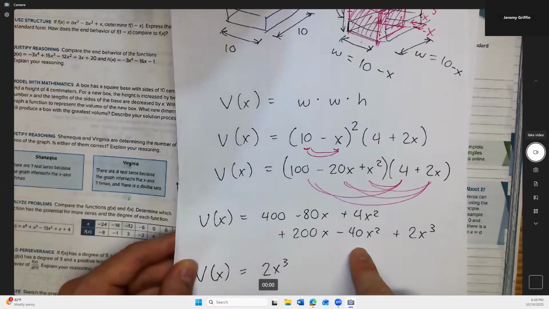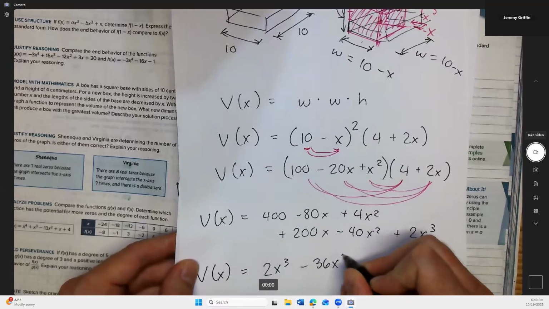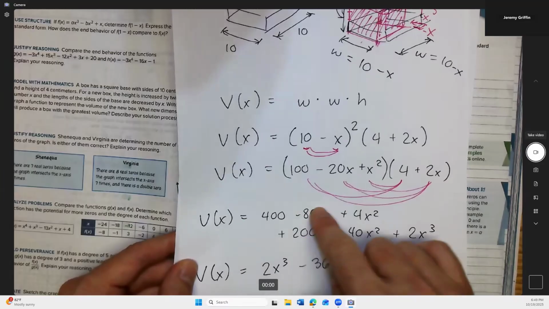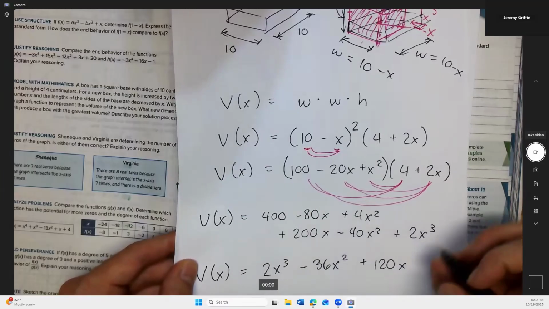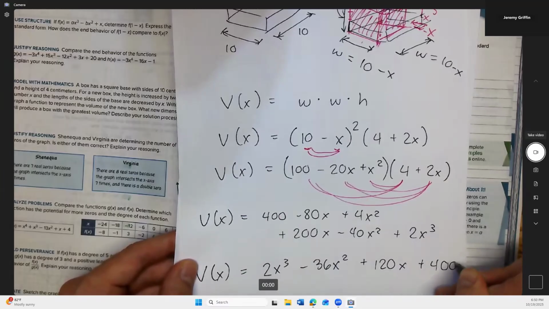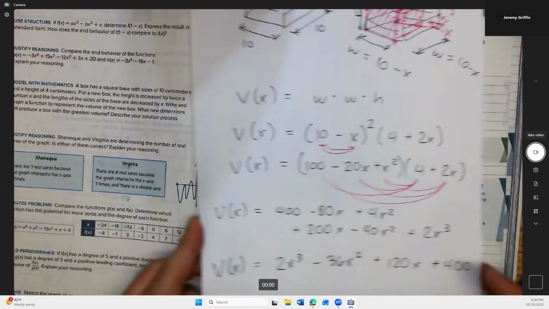Then I have x squared terms. Well, 4 minus 40, that's like negative 36, right? And that's x squared. Then I have 200 minus 80. I think that's plus 120, and those are x's. Finally have the plus 400. Like that. Yeah. So that will be the function.